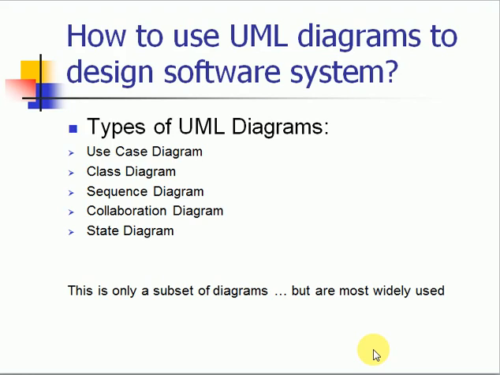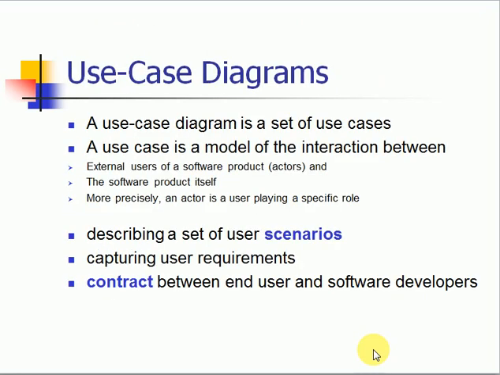Now we are going to discuss what the types of UML diagrams are. There are various types. The first one is the use case diagram, then the class diagram, sequence diagram, collaboration diagram and state diagram. We are going to discuss them one by one. The first one is the use case diagram.